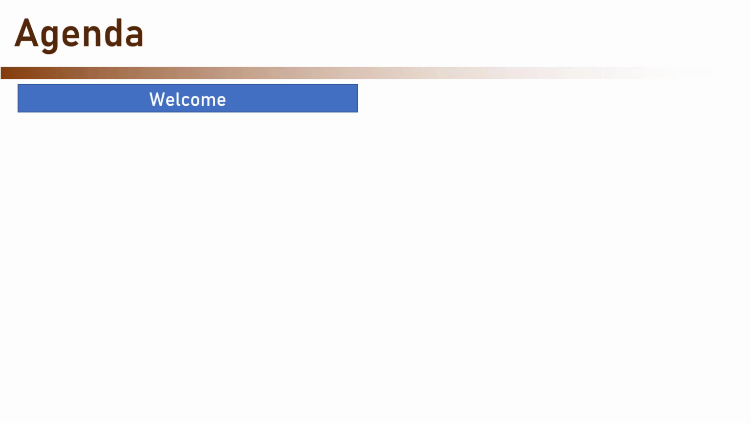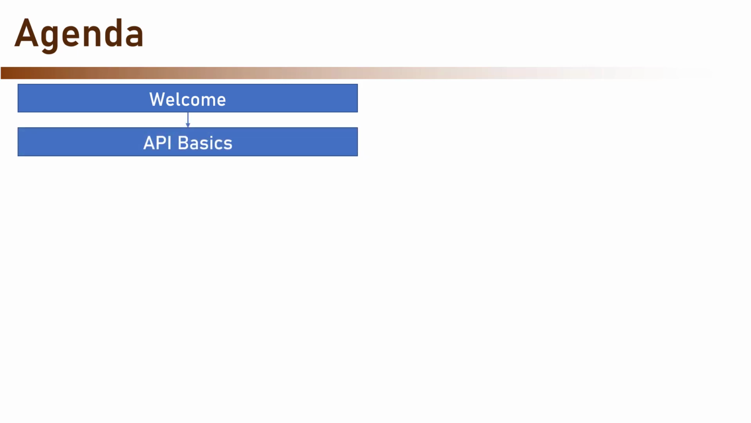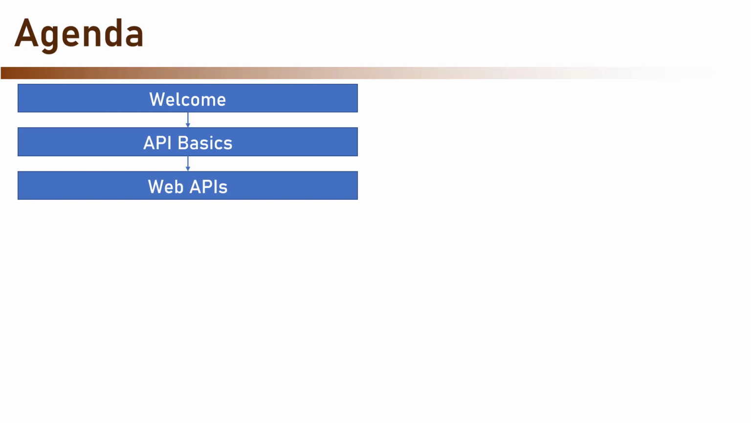So, what's on the agenda for us in this course? First, the obligatory welcome section, which we are in right now. Next, we are going to talk about API basics. GraphQL is a type of API, so it's important to clarify what exactly an API is and what its goals are. Next, we are going to discuss web APIs, which are a subset of APIs. GraphQL is a web API, so it's important to understand what exactly a web API is.